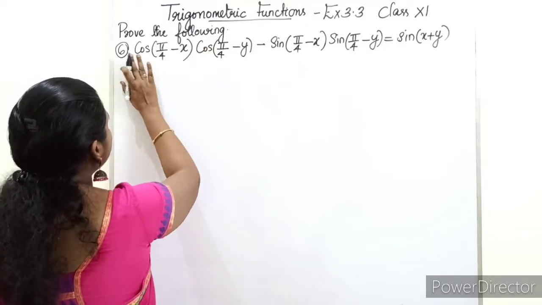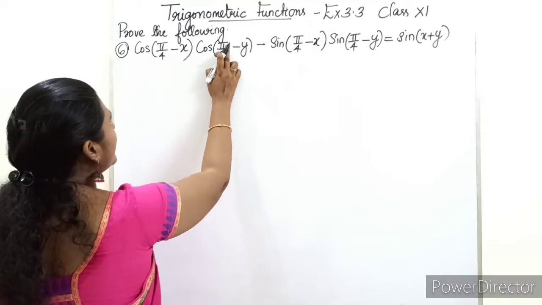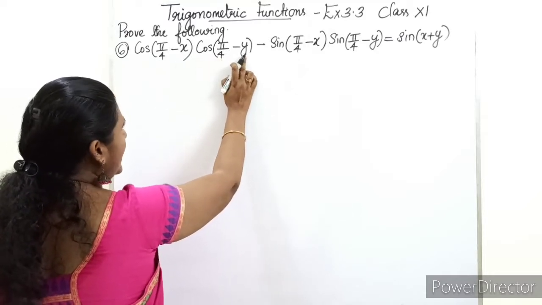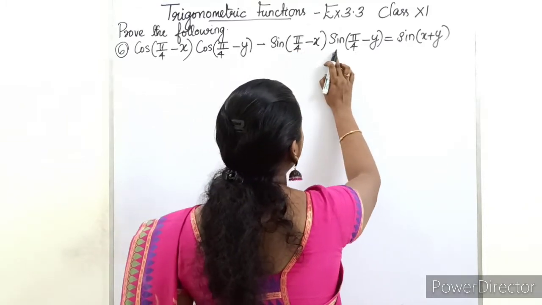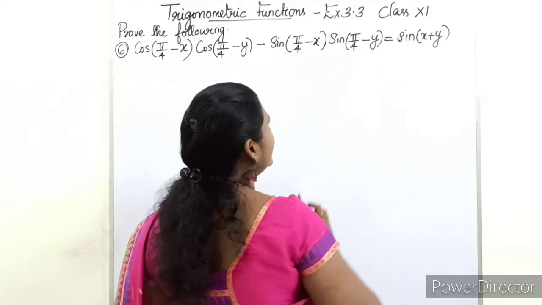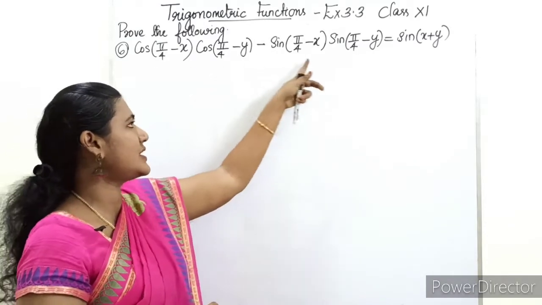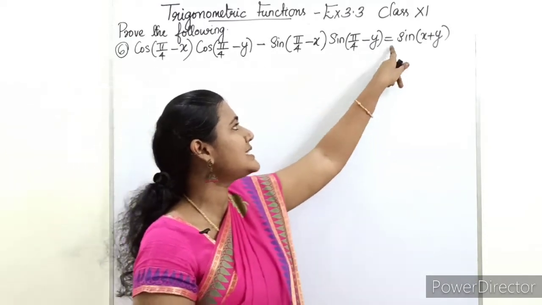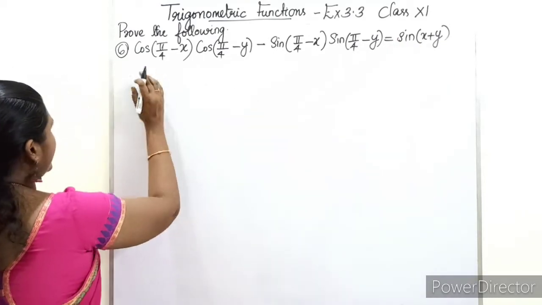Question number 6 is cos(pi/4 minus x) into cos(pi/4 minus y) minus sin(pi/4 minus x) into sin(pi/4 minus y) is equal to sin(x plus y). So this expression, if you simplify, you should get sin(x plus y). Now we will start with the left side expression.